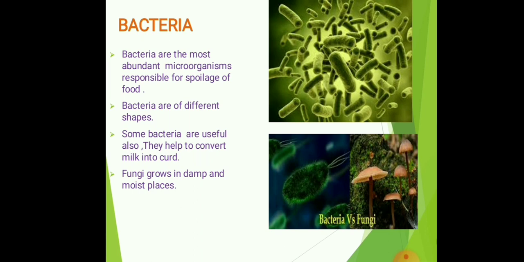The next picture is of fungi. Fungi grow in damp and moist places. They grow on food items like bread, chapati, curd, etc. Have you seen the bread packet? If you don't use it and it is kept on the table for a few days, it gets spoiled. There is greenish or brownish colored mold present on the bread, which spoils the bread. It is nothing but fungi.